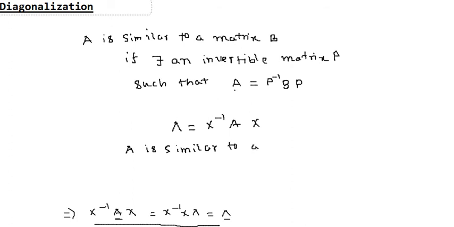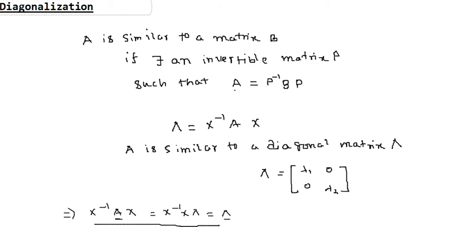to a diagonal matrix lambda with the eigenvalues of the matrix A as entries, lambda 1, 0, 0, lambda 2, where lambda 1 and lambda 2 are eigenvalues of the matrix A, along with eigenvectors.